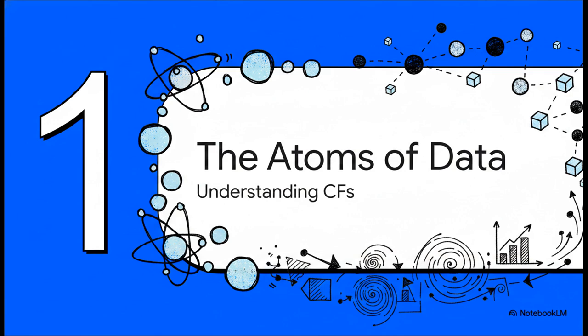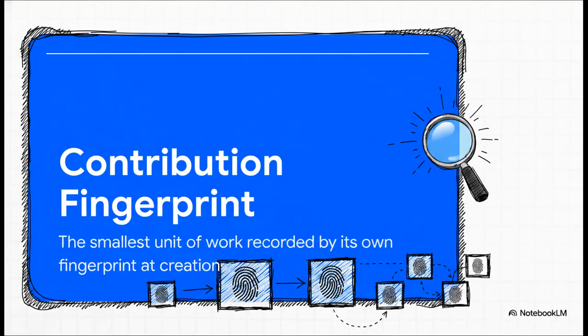All right, let's jump right into section 1, the atoms of data, and get a solid understanding of these contribution fingerprints. Now, the absolute golden rule of a contribution fingerprint is immutability. It's the smallest possible unit of work, and it is permanently recorded by its own unique fingerprint the exact millisecond it's created. Think of it literally like writing in permanent marker. If someone comes along later and wants to fix a typo, they don't get an eraser. They can't delete the original. Instead, they have to create a brand new fingerprint that simply references the old one. The history is never, ever erased.